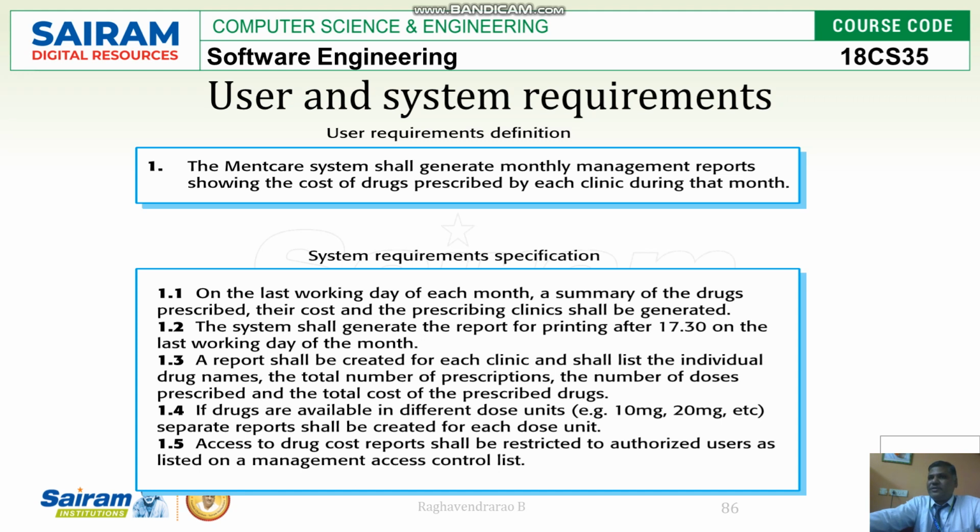If the drugs are available in different doses like 10 grams, 20 grams, 30 grams, separate reports are going to be generated: 10 grams separate, 20 grams separate, and 30 grams separate. For all these things we are going to have the inputs. Access to the drugs cost report. What is the cost of that? Finally he has to pay the bills, so the bill management requires the cost of the product or drugs for the bill.